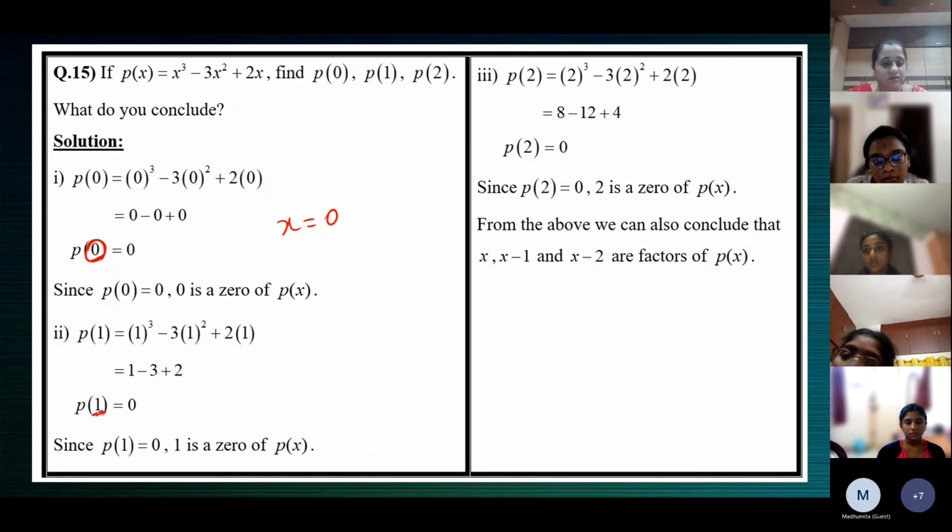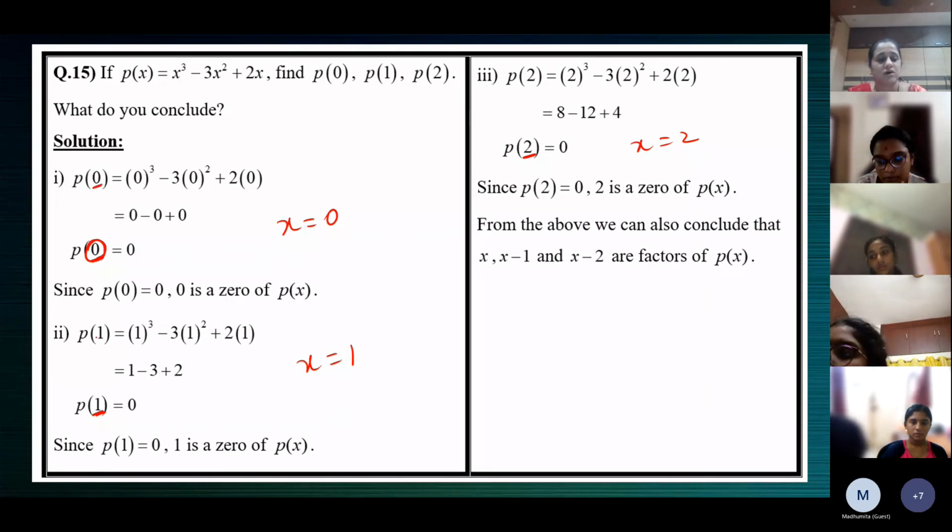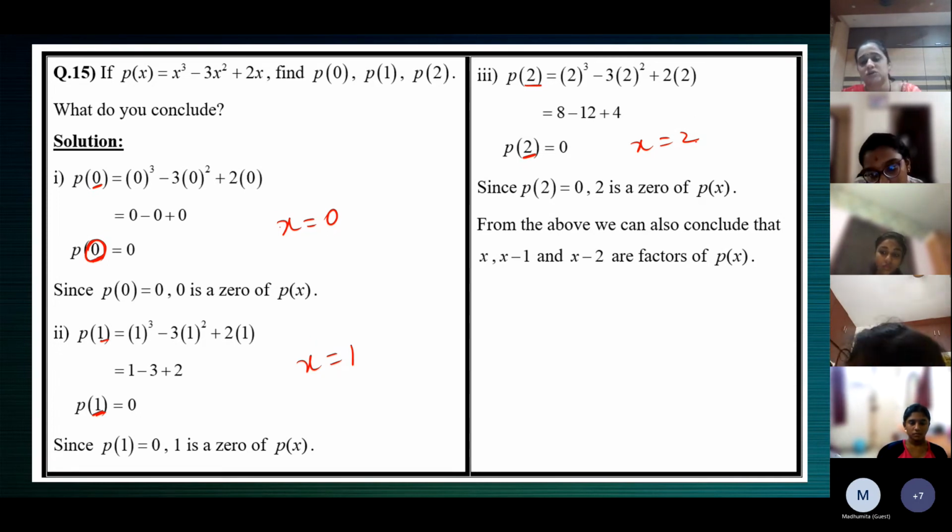This means x is equal to 1. And this one means x is equal to 2. Because in place of the variable, we're using 0, 1, and 2, correct? That means in the first working, x is equal to 0. In the second working, x is equal to 1. And in the third working, x is equal to 2.